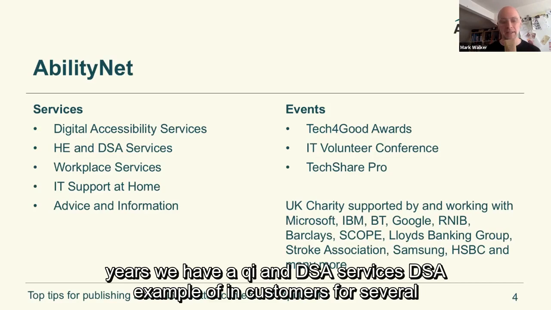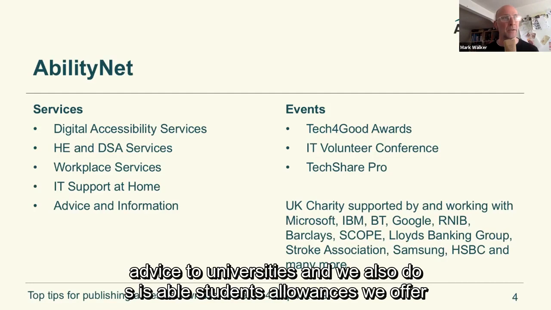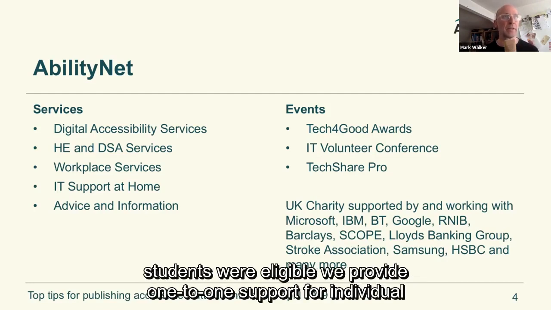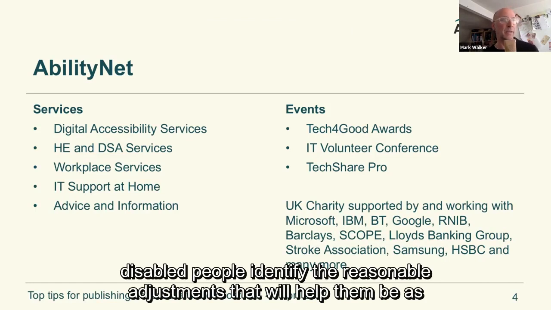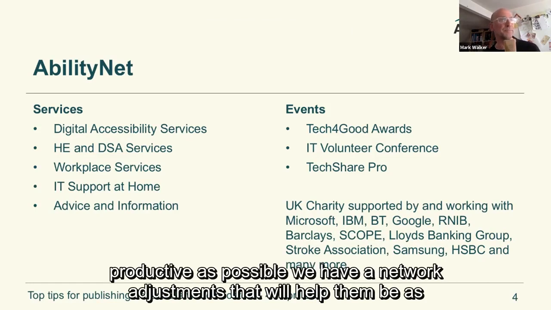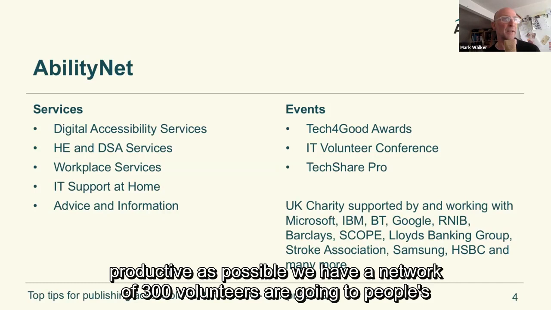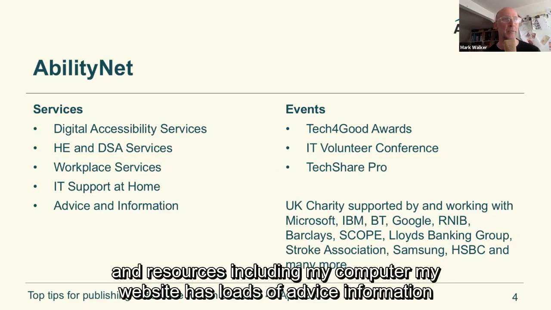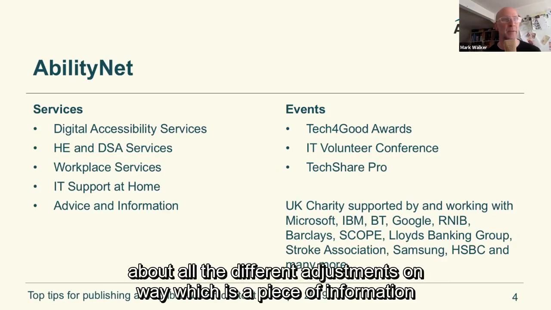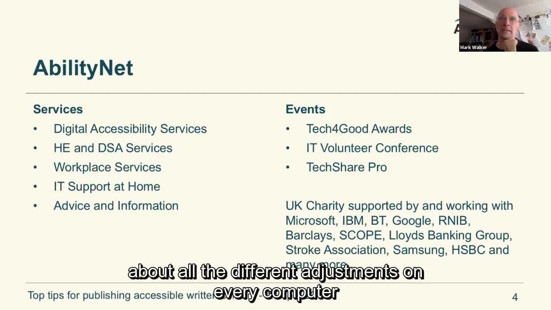We have HE and DSA services. DSA is Disabled Students Allowances. We offer advice to universities, and we also do one-to-one support for individual students when they're eligible. We provide support in the workplace to help disabled people identify the reasonable adjustments that will help them be as productive as possible. We have a network of 300 volunteers who go into people's homes and help them with their IT. And our website has loads of advice, information and resources, including My Computer, My Way, which is a piece of information about all the different adjustments on every computer.